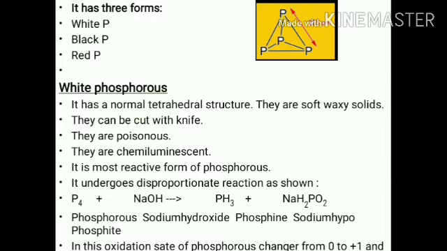It undergoes a disproportionation reaction, meaning when white phosphorus, P4, reacts with the base NaOH, phosphine gas, PH3, is produced. It is a highly poisonous gas. So I would like to tell you, white phosphorus is highly reactive. Sodium hypophosphite is also formed. In this, the oxidation state of phosphorus changes from 0 to -3 and +1.